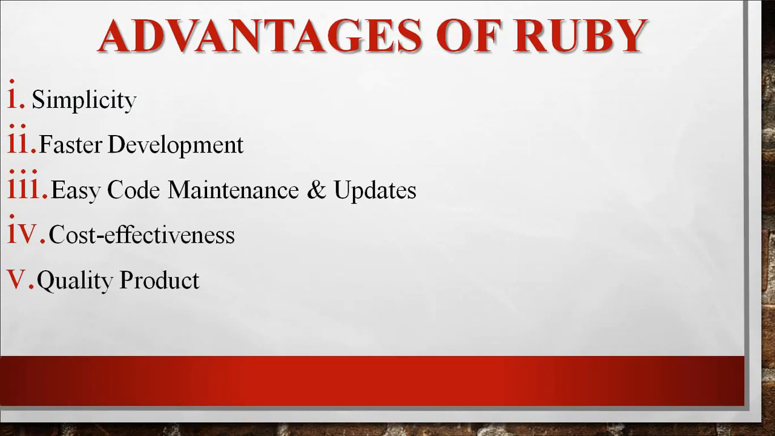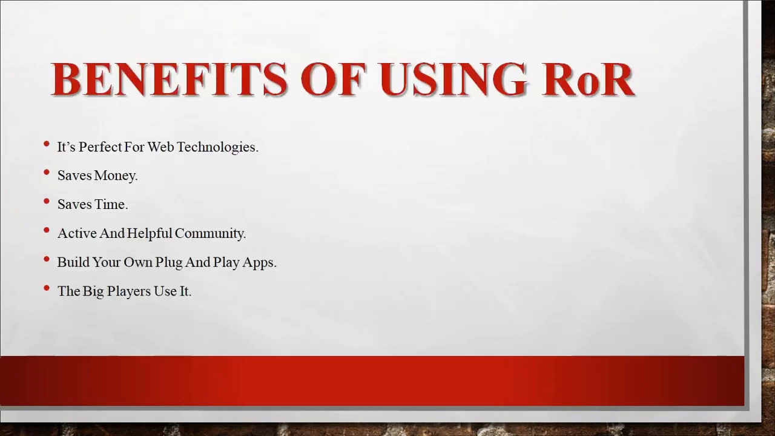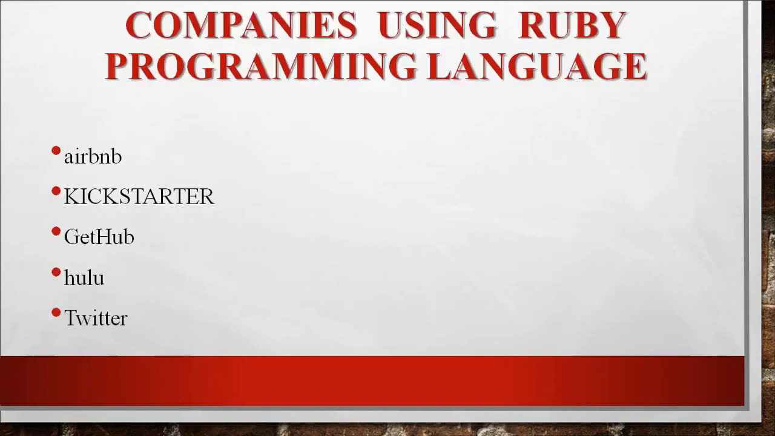It is cost effective because it is open source software, available freely on the web, and you can download it from the web. In the next lecture I will discuss how to execute a Ruby on Rails program. So these are the advantages of Ruby on Rails. You can see here that companies like Airbnb, Kickstarter, GitHub, Hulu and Twitter are all developed in Ruby on Rails. So you can understand the importance of Ruby on Rails.